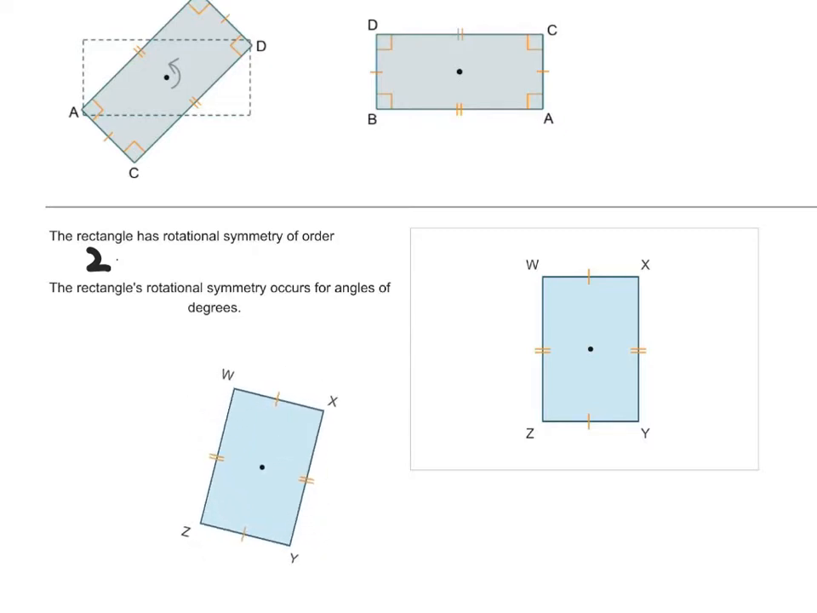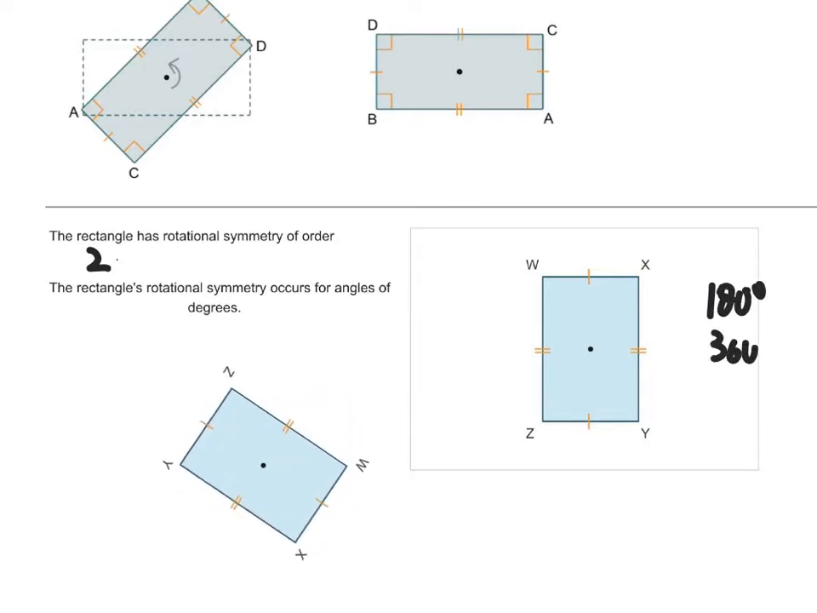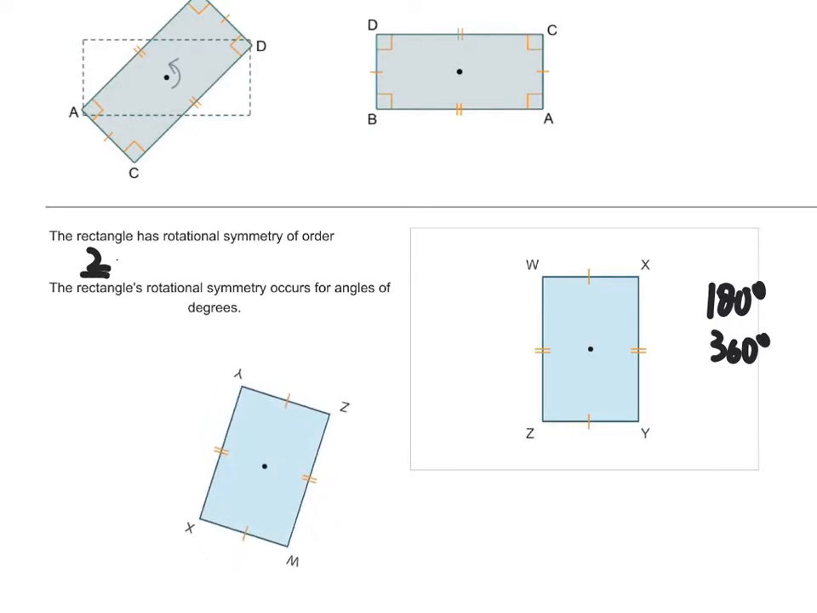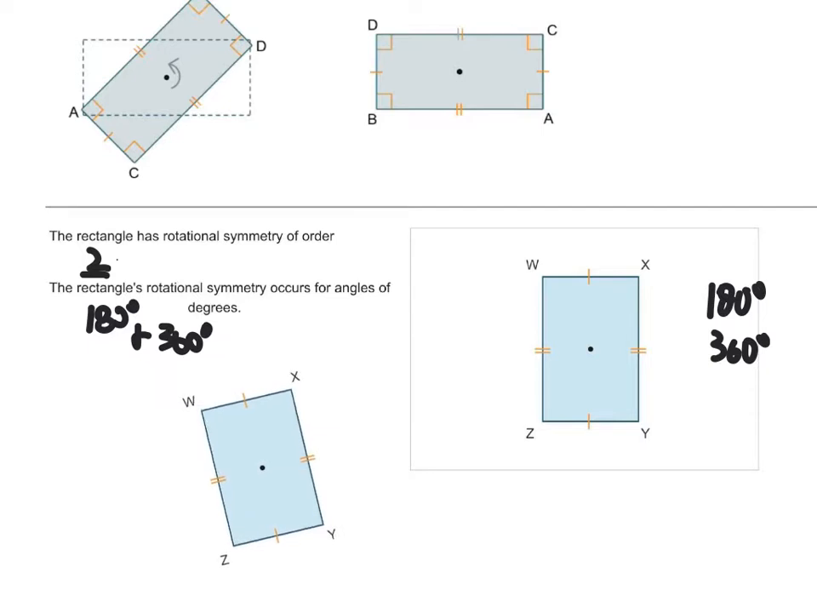So this only happens when I rotate this and get this back at 180 degrees or 360 degrees. That's what gives me an order of 2. And this would occur at 180 degrees and 360 degrees.